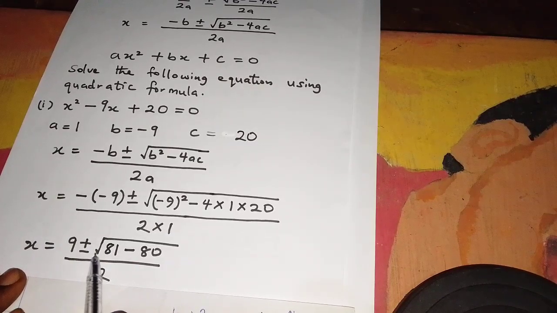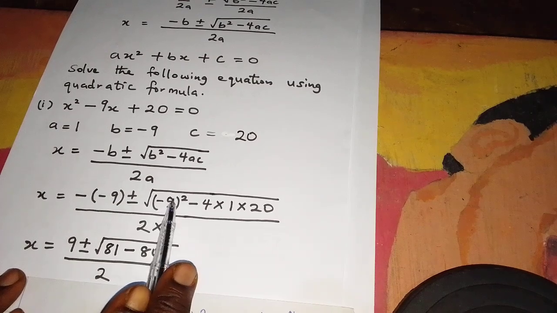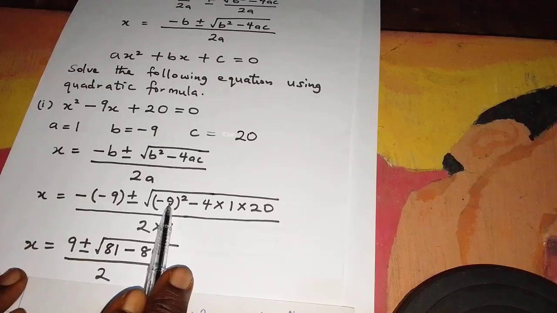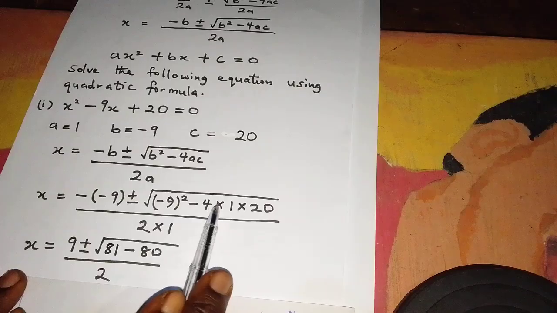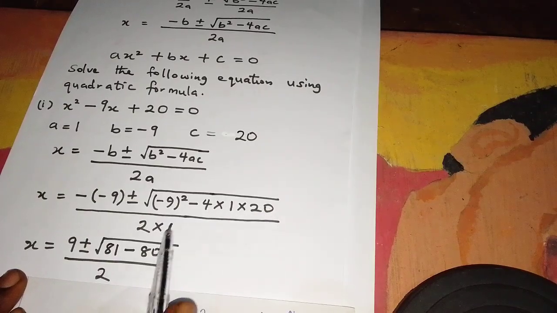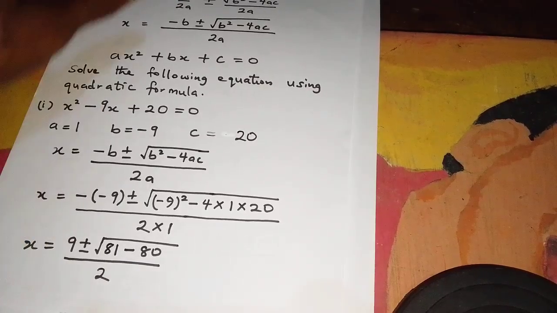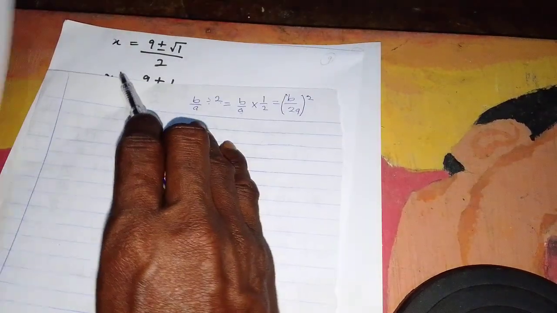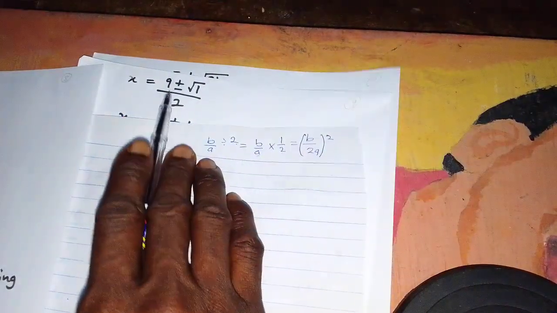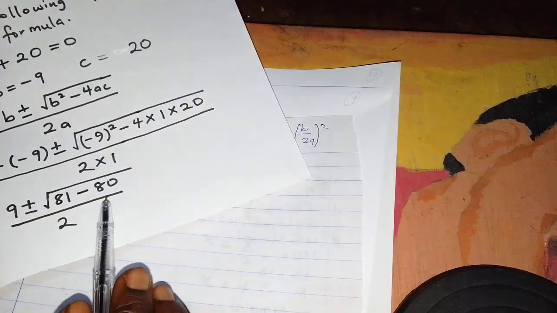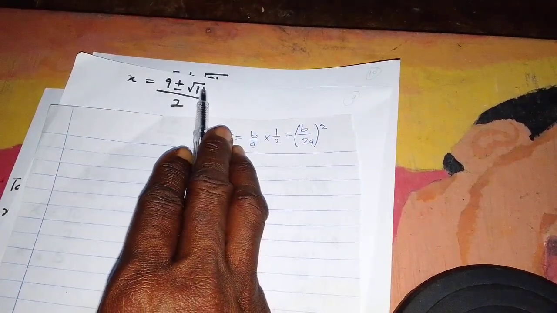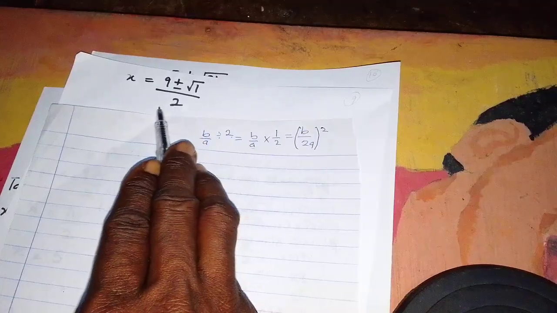Plus 9 plus or minus the square root of minus 9 squared is what? Minus 9 times minus 9. Minus times minus will give us plus. 9 times 9 will give us 81. Then minus 4 times 1 times 20 is 80. 81 minus 80 over 2 times 1 here is what? 2. So from there, we now have x equals 9 plus or minus 81 minus 80 will give us what? 1. That we have root 1 over 2.